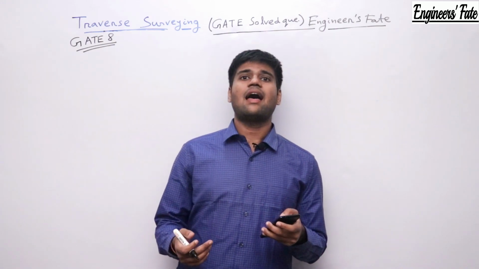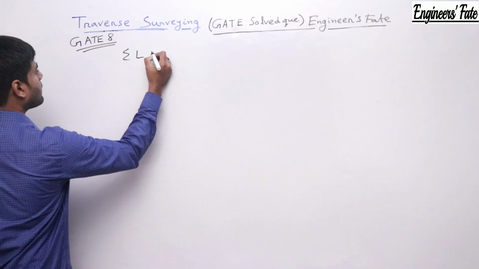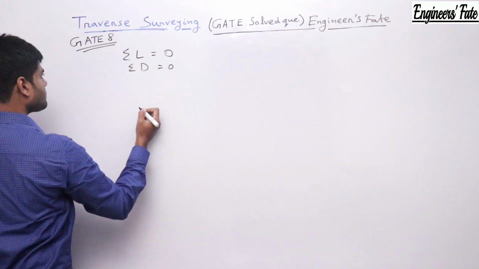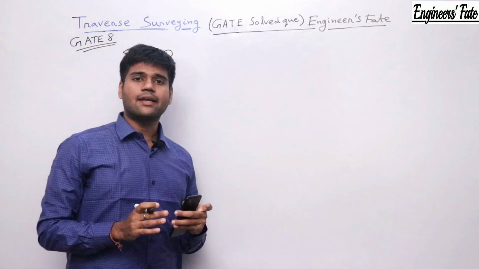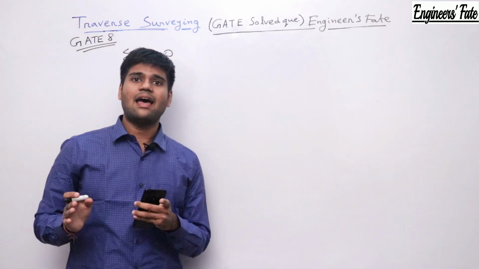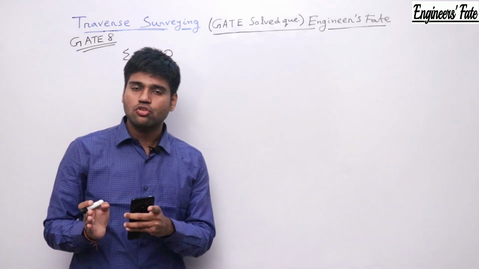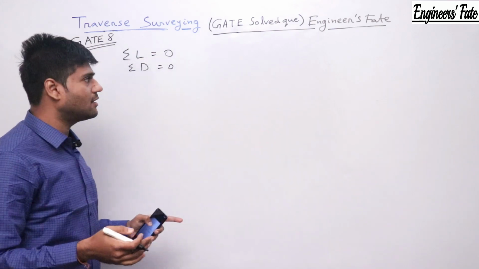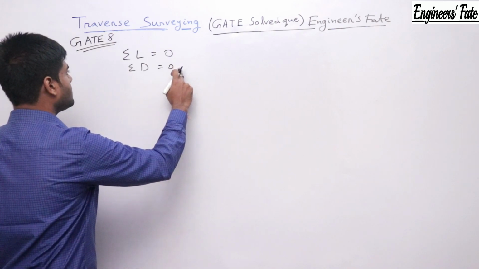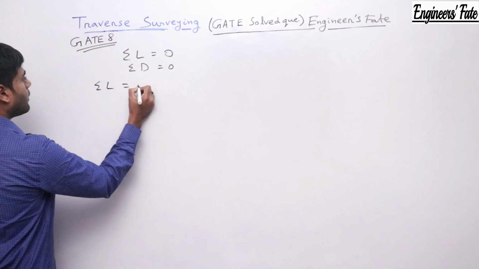So let's start. I have told you for a closed traverse summation of latitude equals 0 and summation of departure equals 0. What is latitude? Latitude is L cos theta. What is departure? Departure is L sin theta. I have to add all the values of latitude and all the values of departure, and for a closed traverse both summations should be 0. So let's write summation of latitude equals 0.